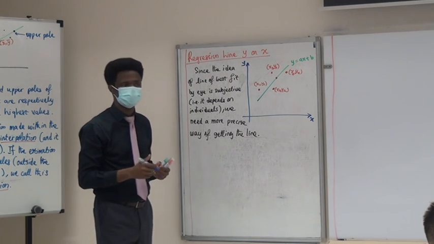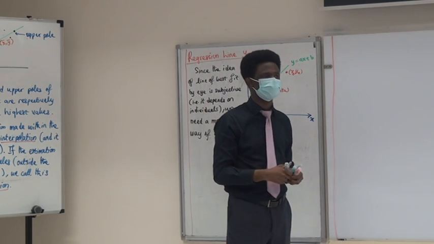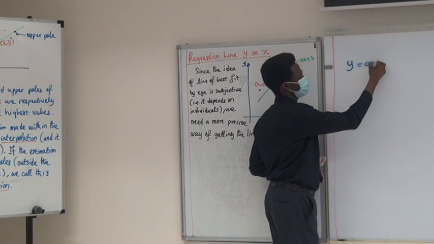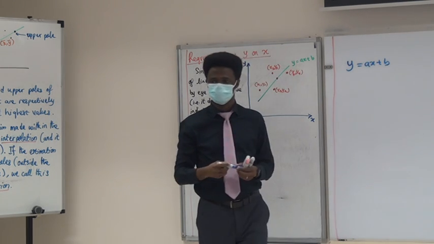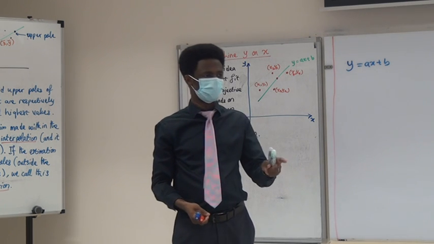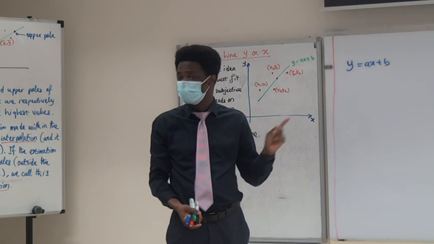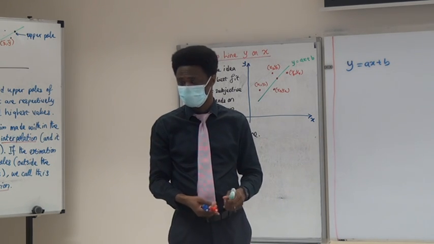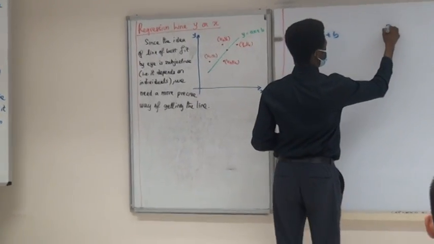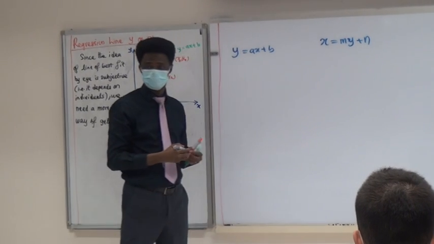Please, guys, listen. Please stop right here. We are interested in the accuracy of y is equal to ax plus b. Our focus is not in the fact that we doubt x. That would be the major difference between y on x and x on y. For x against y, it will be written in the form of x is equal to maybe my plus n, something like that.